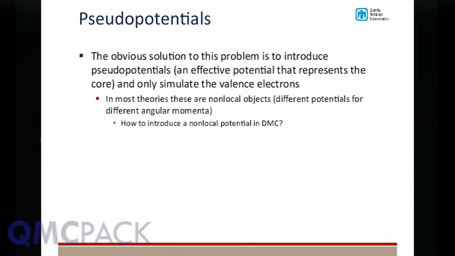So in most theories, this is a non-local object. So for the S symmetry around the wave function, you've got one potential. For P, basically, you're having to orthogonalize to the P electrons that you're taking out of the problem, so you have a different potential, and so on and so forth.